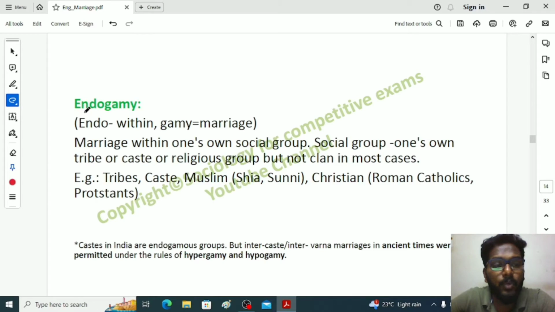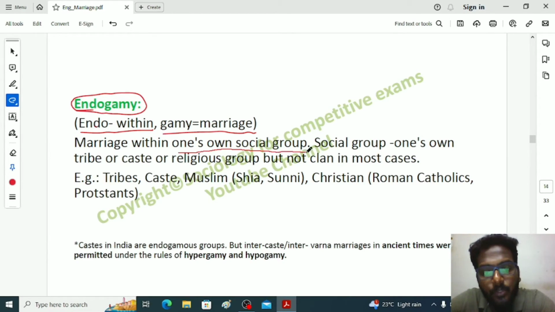The next form of rule is endogamy. Endo means within and gamy means marriage. One individual can marry only inside the social group, which means inside the tribe or caste, inside the religious group. But endogamy will not happen in the clan in most cases.